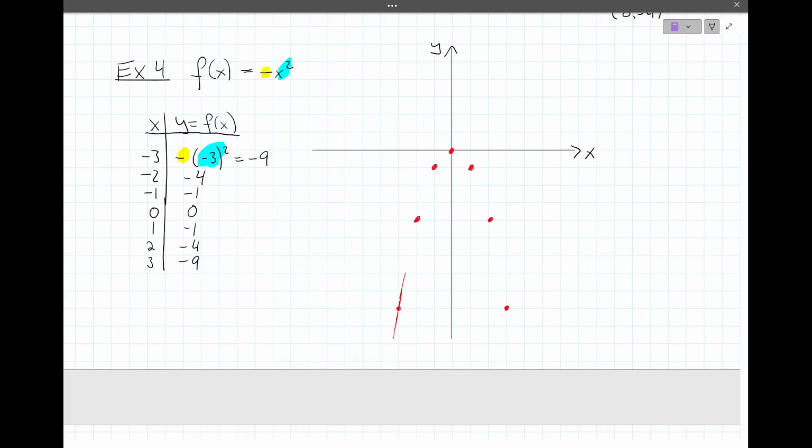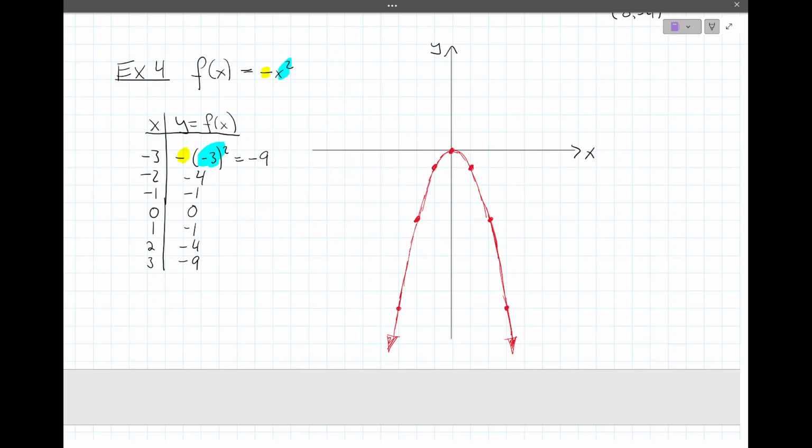So that negative base has reflected the parabola across the x-axis and it's going to come back around here, just like that. Perfect. All right, so that's our parabola. Looks great. Perfect parabola, just pointing upside down now instead of right side up. Vertex is still 0, 0.